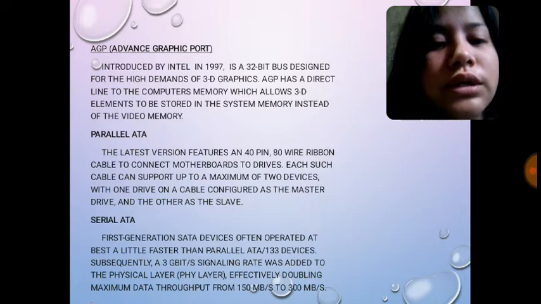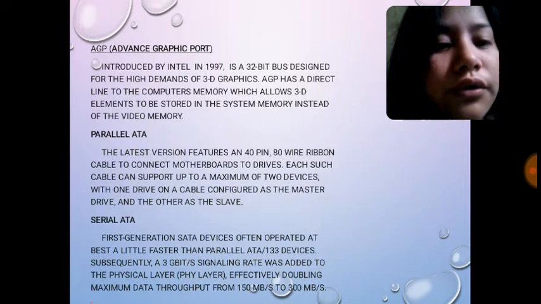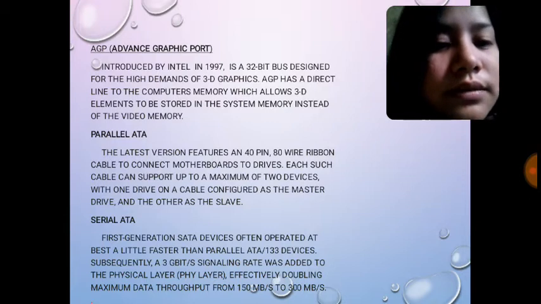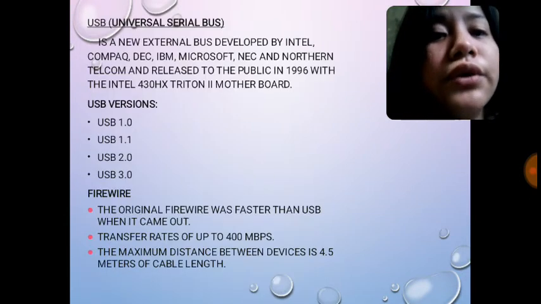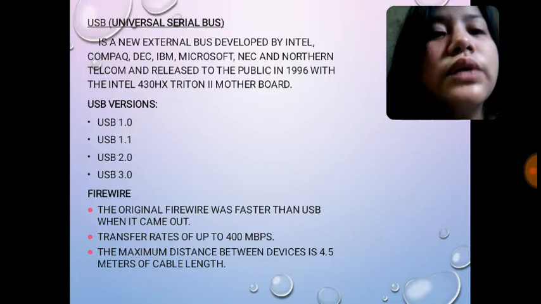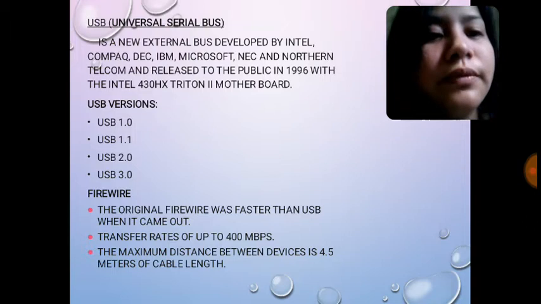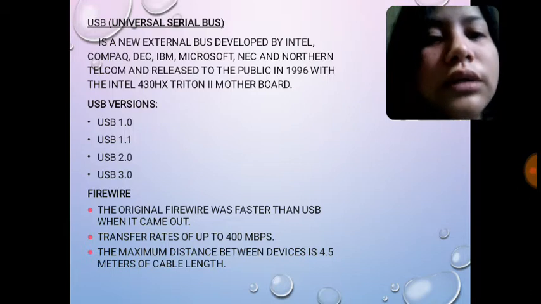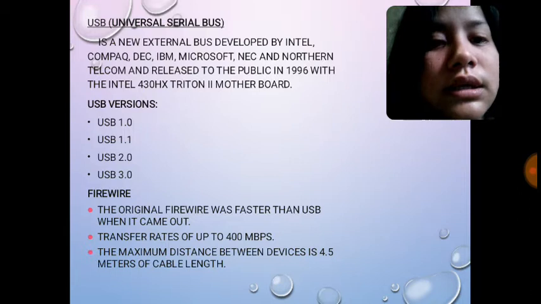Serial ATA. First generation SATA devices often operated at best a little faster than parallel ATA. USB or Universal Serial Bus is a new external bus developed by Intel, Compaq, DEC, IBM, Microsoft, NEC, and Northern Telecom and released to the public in 1996 with the Intel 430HX Triton II motherboard.